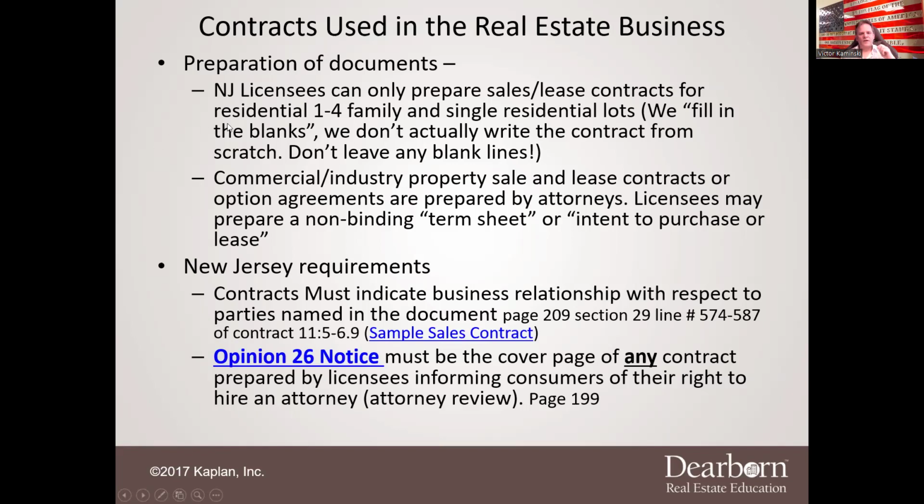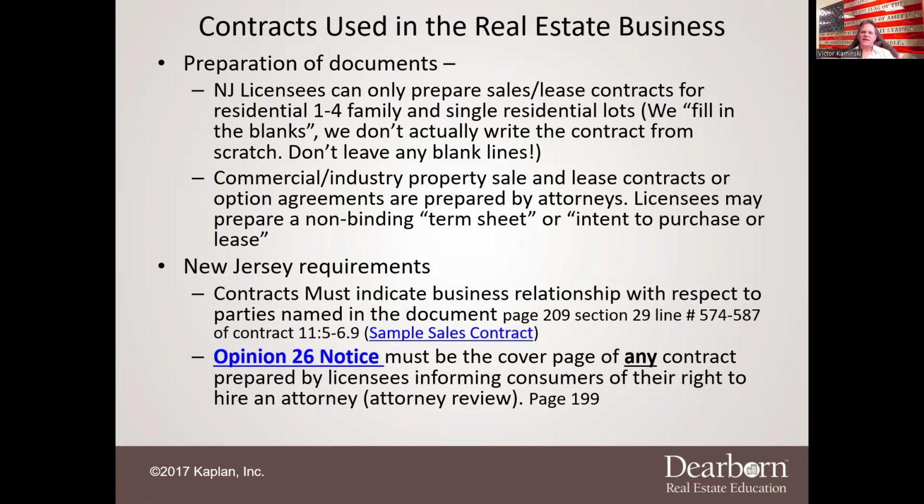All right. So, NJ licensees can only prepare sales contracts for 1 to 4 family homes because anything else is considered commercial real estate. And we don't prepare contracts for that, only attorneys do, right? We just need to remember, don't leave any blank lines, unless that blank line stipulates that if you leave it blank, it means something else. Commercial industrial property sales, remember, attorneys fill those out.